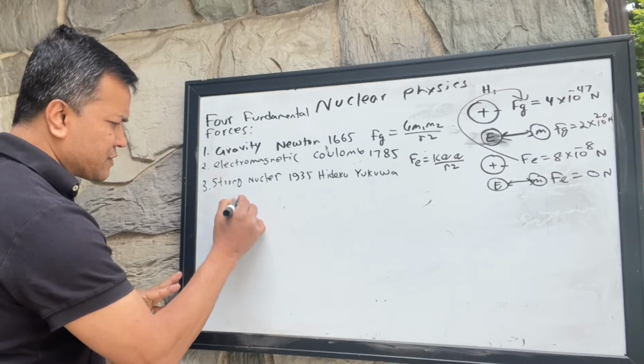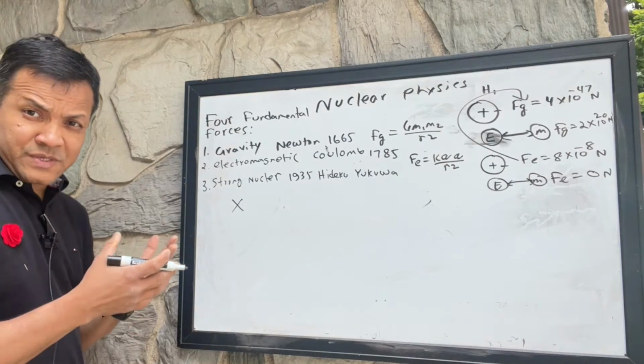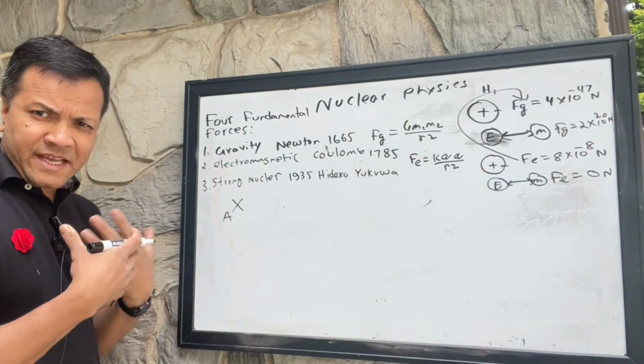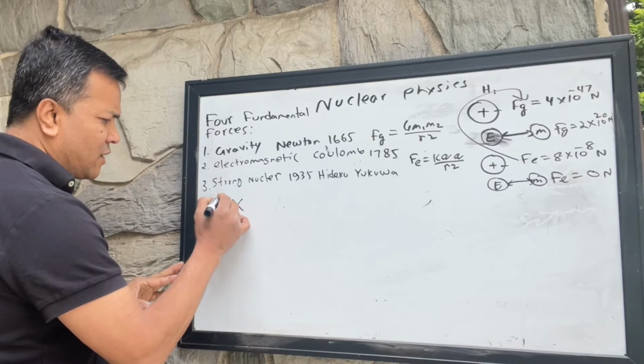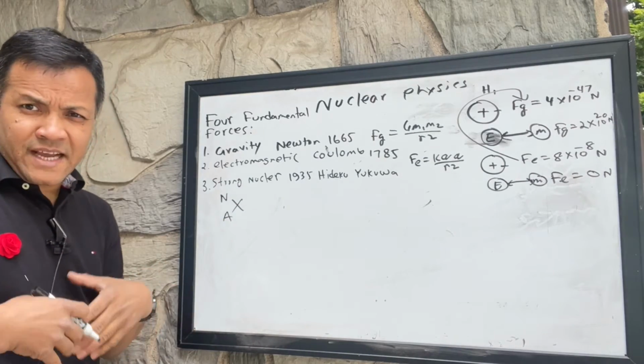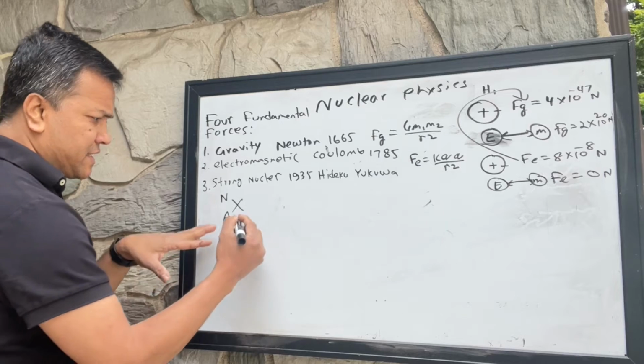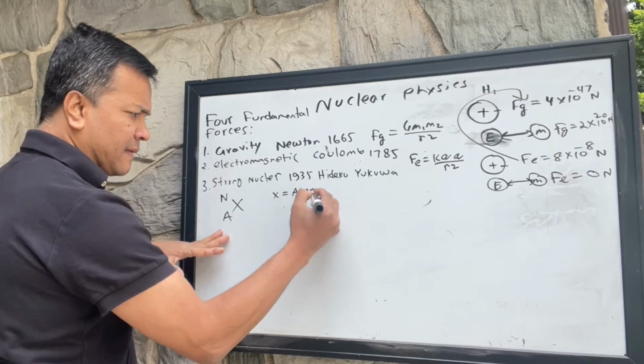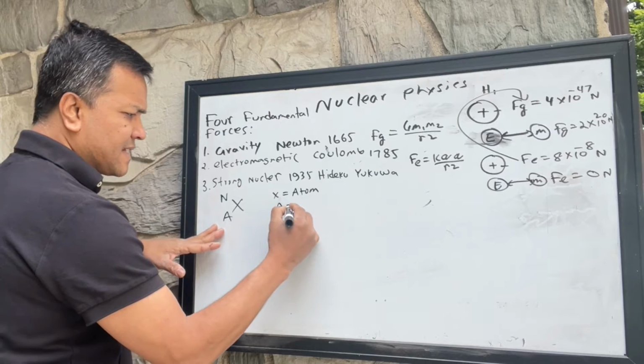Before I do nitrogen, I'm going to write X that represents the atom, A that represents the atomic number, and of course N represents the atomic mass. So let's write it down. X is the atom, A is the atomic number.